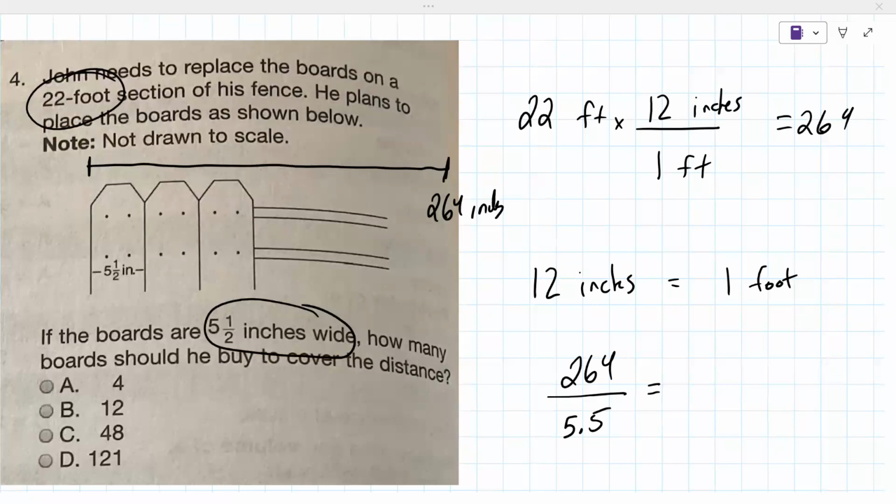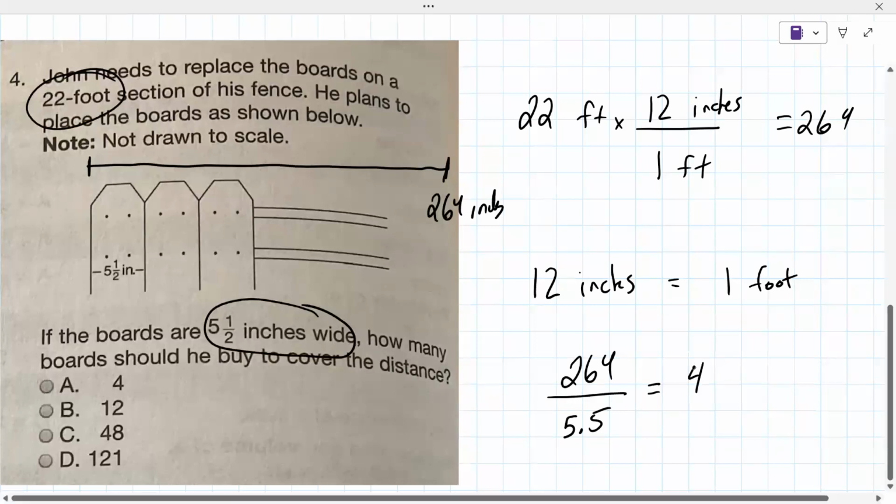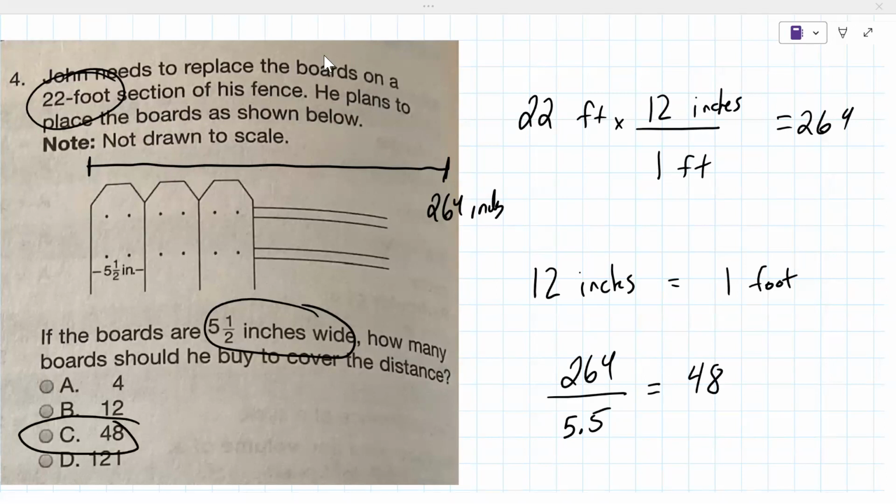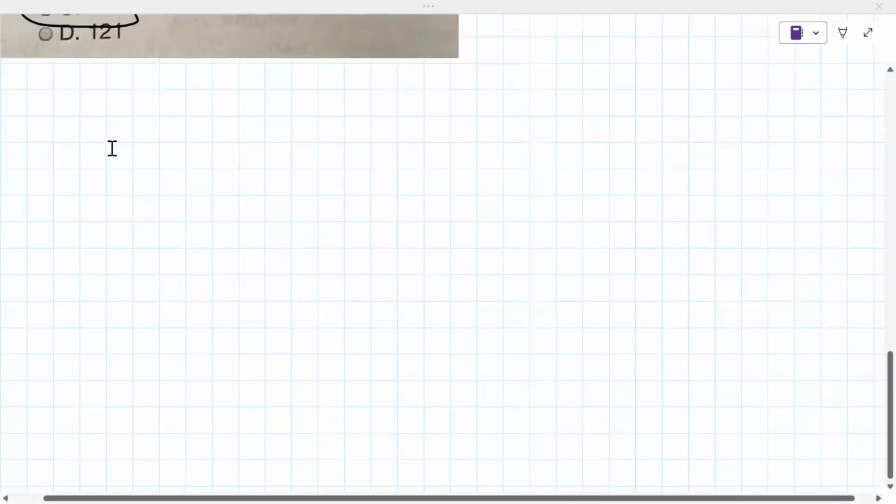48. It is 48. Good. Okay, what is the correct answer here? C. You got it. What do you think about this question? Is it easy? Is it difficult? Is it in between? It was difficult. All right. Are you ready to move on to another question? Yeah. All right, let's do it.